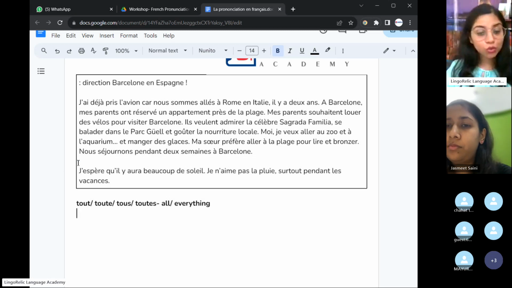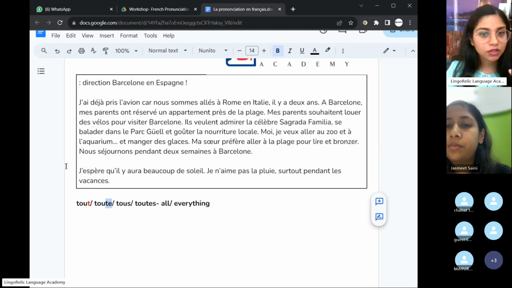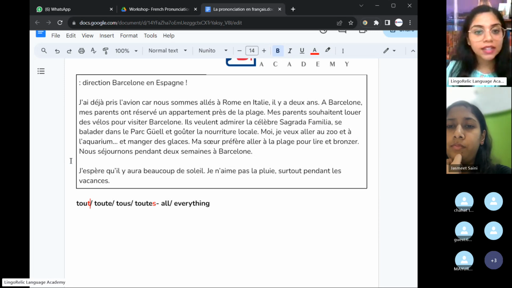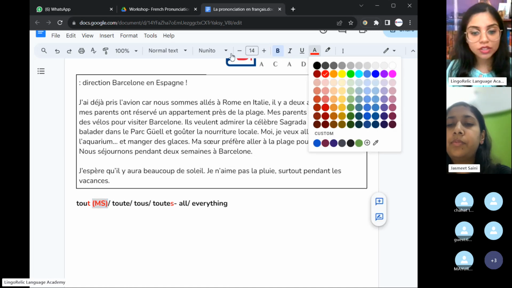"Tout," "toute." Listen, this is "tout," the T is not sounded. This is "toute," the T is sounded. This is "tous," the S is not sounded, but in some cases this S is sounded. It is pronounced as "touss" also in some cases. And then you have "toutes." This S is never sounded. Now, the thing is that this "tout" is used for masculine singular nouns when you want to say all or everything.